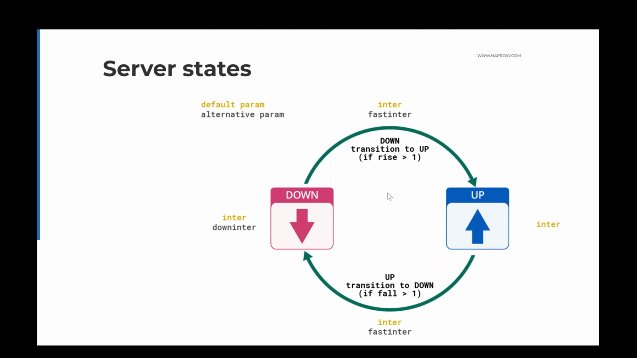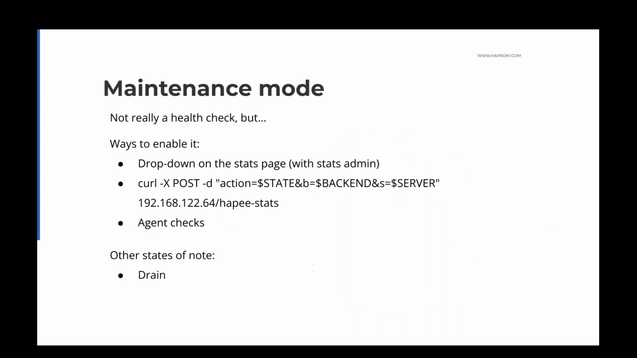And then when HAProxy is running normally, it's always going to be inside of this cycle where a server will be either up or down, and it can be transitioning from one to the other. When it's between the rise keyword and the fall keyword triggers, it can be somewhere in between, and when it's somewhere in between, fastinter will apply if it's either down going up or up going down, and downinter will apply if it's actually down. So you can configure that specifically.